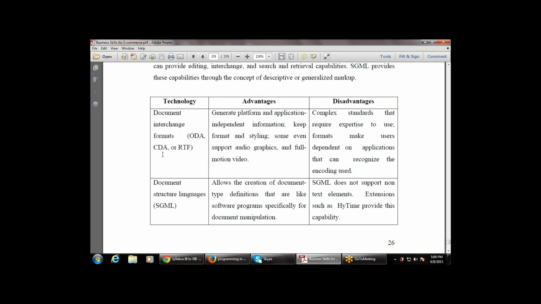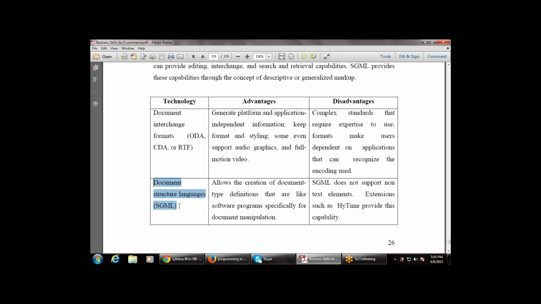So these are document interchange formats, that is ODA, CDA, RTF. The advantage is that there is a general platform format, and it keeps the format and style very easily. What are the disadvantages of a document interchange format? It is a complex standard that requires expertise to use, that is, more manpower is required to use it.